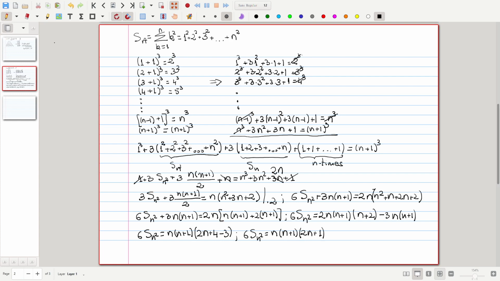The final result is Sn squared equal to n(n plus 1)(2n plus 1) divided by 6. And this is the final result. And we can go for the cubes and the fourth power. Of course, the expression will be more and more difficult to calculate. Thank you for your attention.